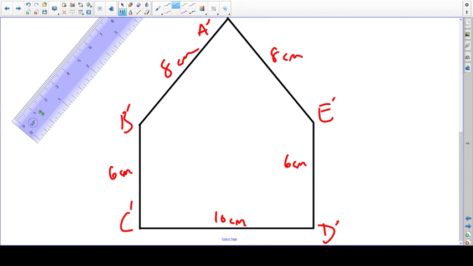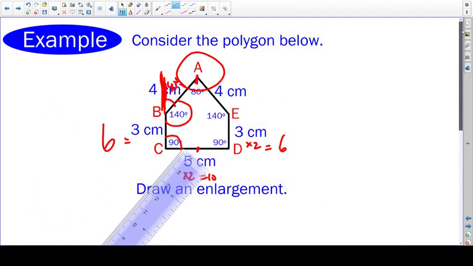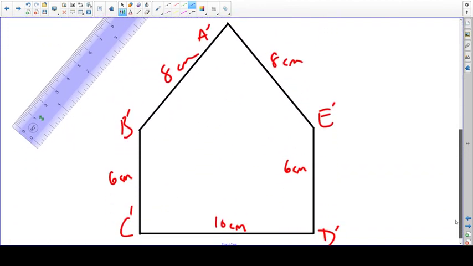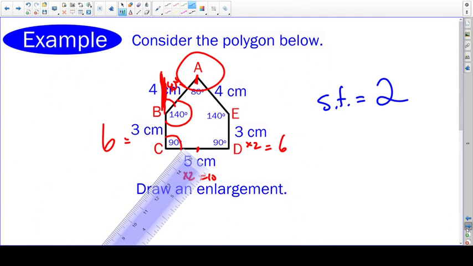So just recapping what we did, we chose a scale factor. The scale factor that I chose was 2. Could you have picked 1.5? Absolutely. Could you pick 3? Sure. Could you pick 2.25? Absolutely. You could pick anything you want. It's nice to pick whole numbers, but you do have to pick something bigger than 1. If you chose 0.5, for example, you would be making this polygon smaller, and therefore you wouldn't be drawing an enlargement.